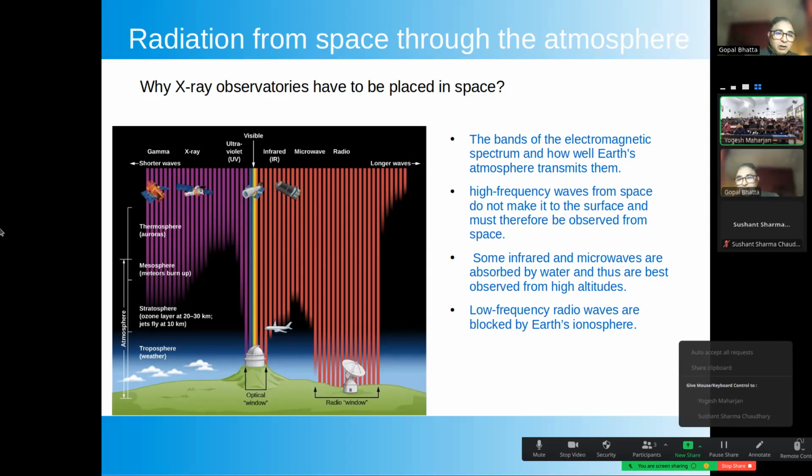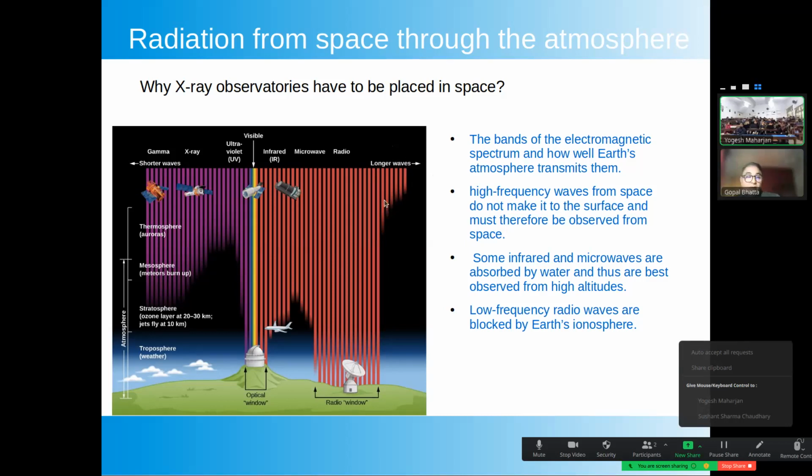You can look at this plot, which shows the transmission of different kinds of electromagnetic waves through our atmosphere. If you start from the very low frequency waves, the Earth's atmosphere does not transmit the very long radio waves. Then comes the radio window, which we can observe from the surface, and for that we built giant dishes to see the universe in radio.